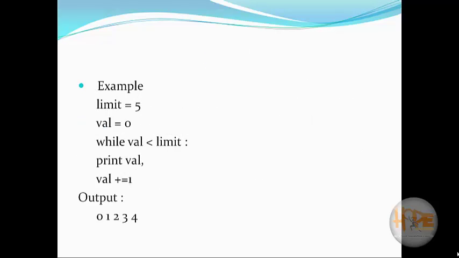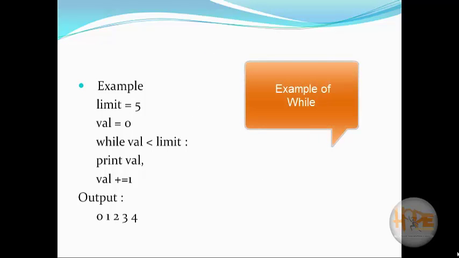For example, limit is equal to 5, val is equal to 0, then put a condition while val less than limit and colon, then print val. Val is equal to val plus 1, so our output is 0, 1, 2, 3 and 4.